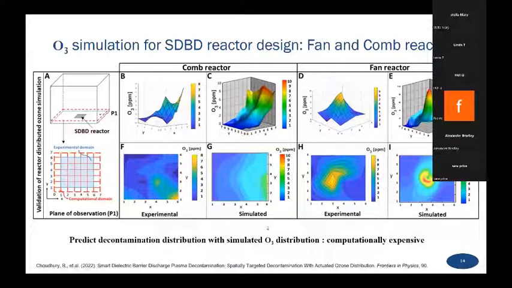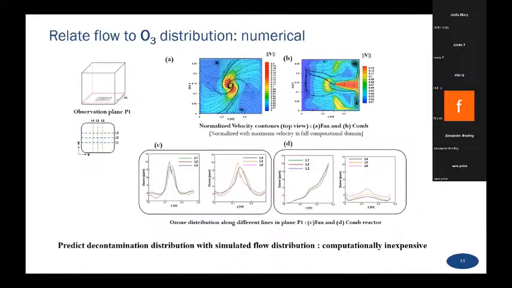So the idea here is to predict decontamination distribution with simulated ozone distribution, which is more economical than actually measuring ozone, but still computationally expensive because it involves simulating reaction mechanisms, which can take a long time and also a lot of CPU power. So the next idea is, what if we can relate flow distribution to decontamination distribution instead of going for ozone simulation?